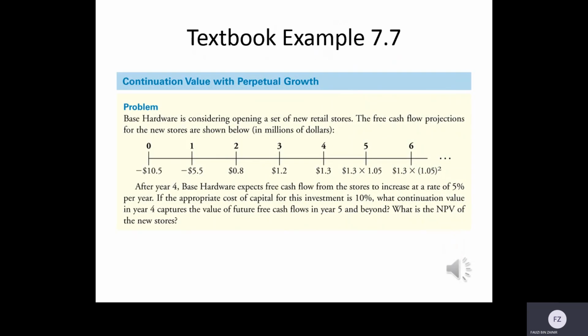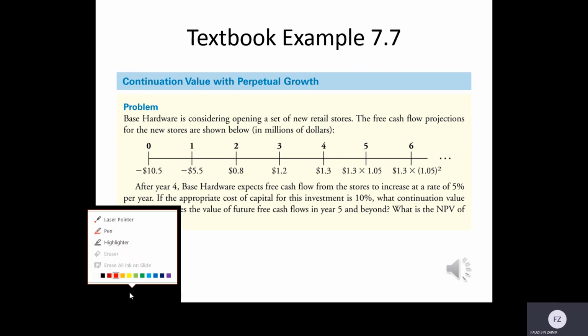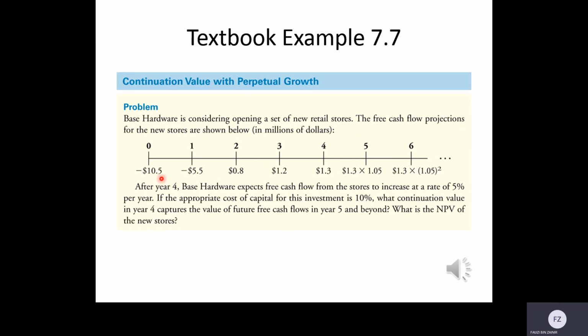Continuation value with perpetual growth. Here is the problem. Base Hardware is considering opening a set of new retail stores. The free cash flow projections for the new stores are shown below in millions of dollars. For year 0, the initial investment is minus $10.5 million. Then for the next year, Base Hardware makes a loss of minus 5.5 million. Only then does it make a profit. In the second year, 0.8 million. Third year, $1.2 million. And by the fourth year, it grew to $1.3 million.